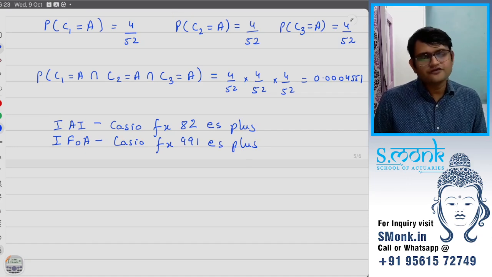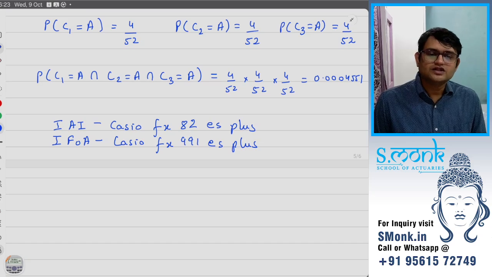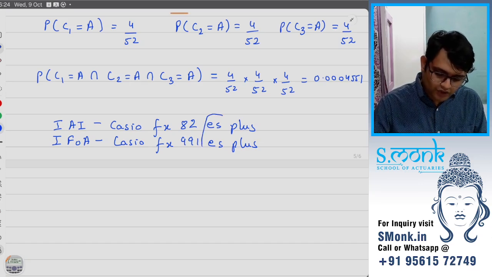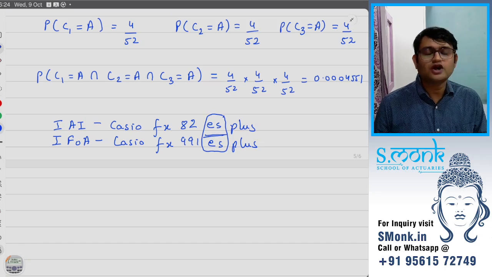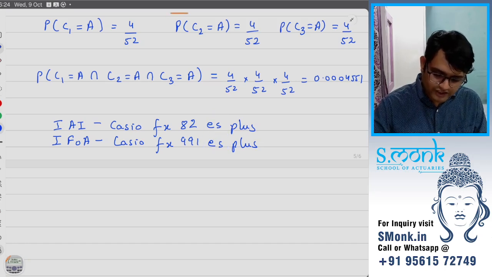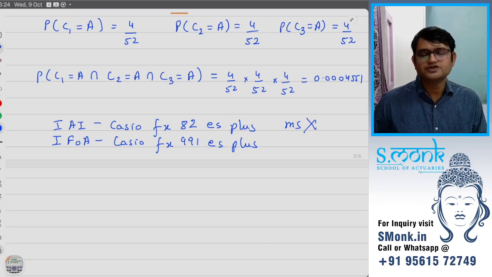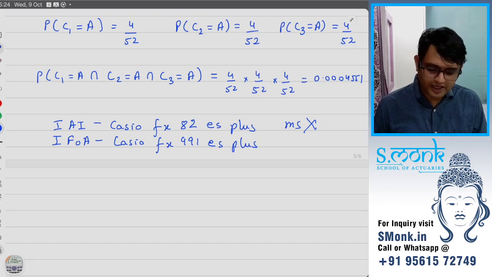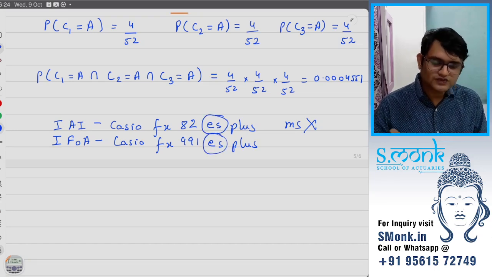Now they are very similar in functionalities. The 991 has more functionality than 82, but throughout what we are learning, everything that we are going to do will be possible in both of these calculators. Make sure in both of them you are buying the ES version, not the MS version. They also have an MS version. Do not buy the MS version. There are certain functionalities that are present in the ES version, not present in the MS version. So please make sure you buy the ES versions.